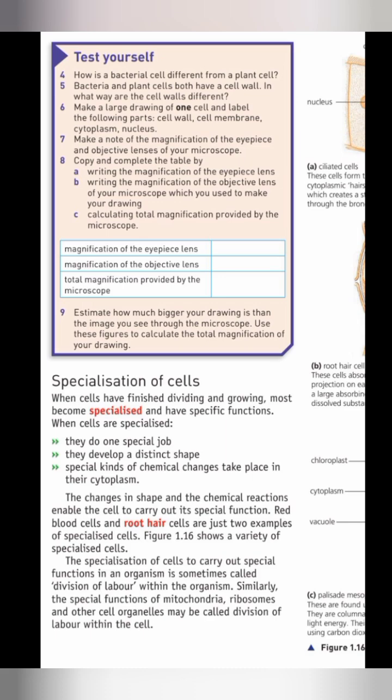Today we learned the meaning of specialized cells, red blood cells and their adaptations, nerve cells and their adaptations, root hair cells, palisade cells, sperm cells and egg cells. So students, this was our lecture on specialized cells. In the next lecture, we will study the levels of organization. Make sure you revise today's lesson and learn the adaptations carefully.